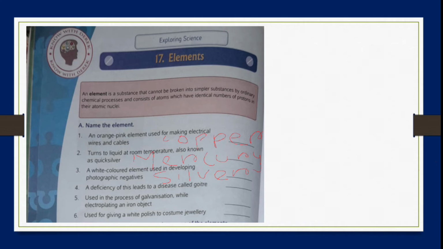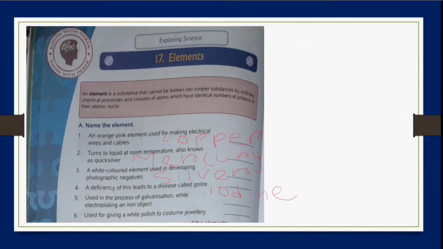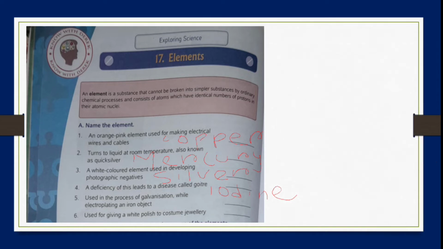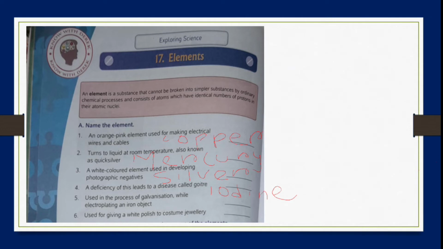Number four, a deficiency of this leads to a disease called goiter. So this is iodine. Okay, children, so we'll write I-O-D-I-N-E, iodine. Okay, children, so this is the picture of silver, and the next one is iodine, and this is the picture of iodine, the deficiency of which leads to a disease called goiter. Okay, next we are moving on to number five.